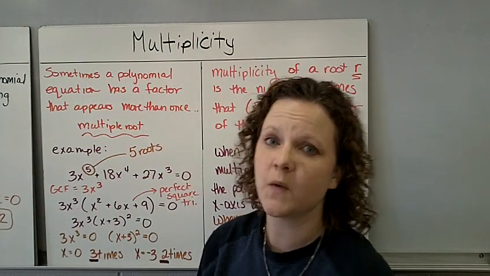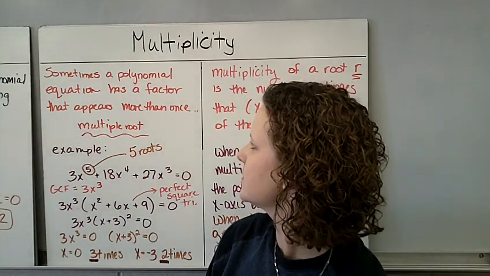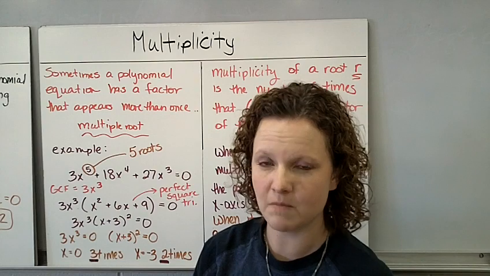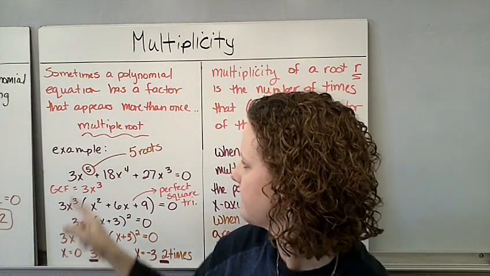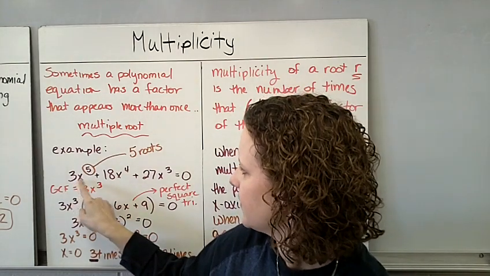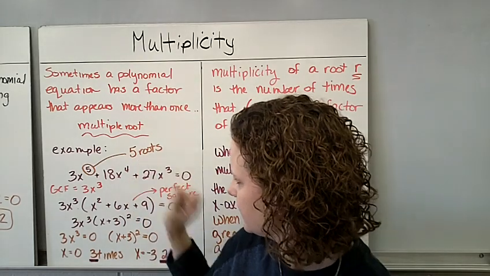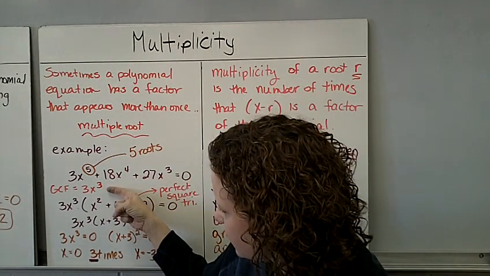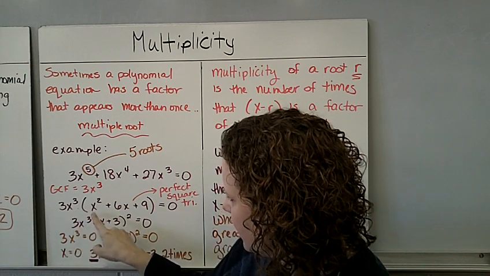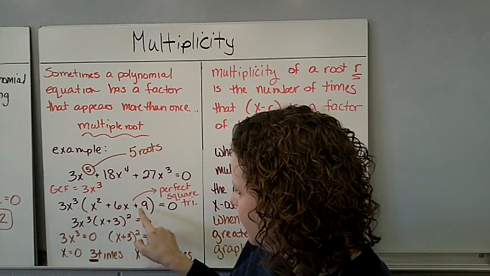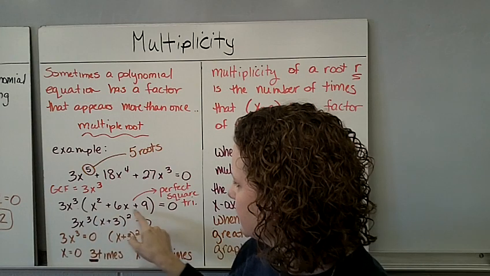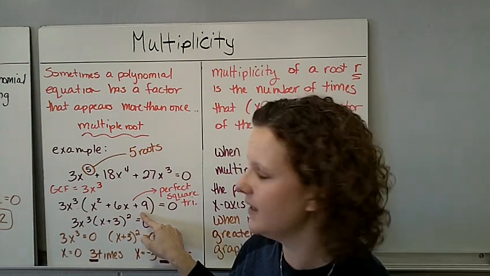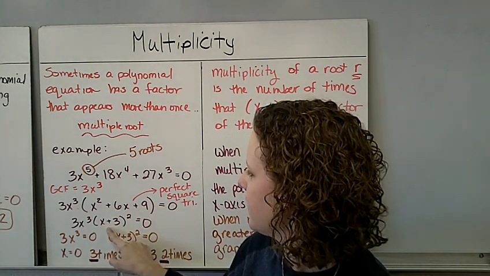Sometimes a polynomial equation has a factor that appears more than once. It's a multiple root. Example: 3x to the 5th, 5 roots, the rest of the polynomial. I factor it, my GCF comes out, and I'm left with this. This is a perfect square trinomial, so I can factor it quite quickly: x plus 3 quantity squared.